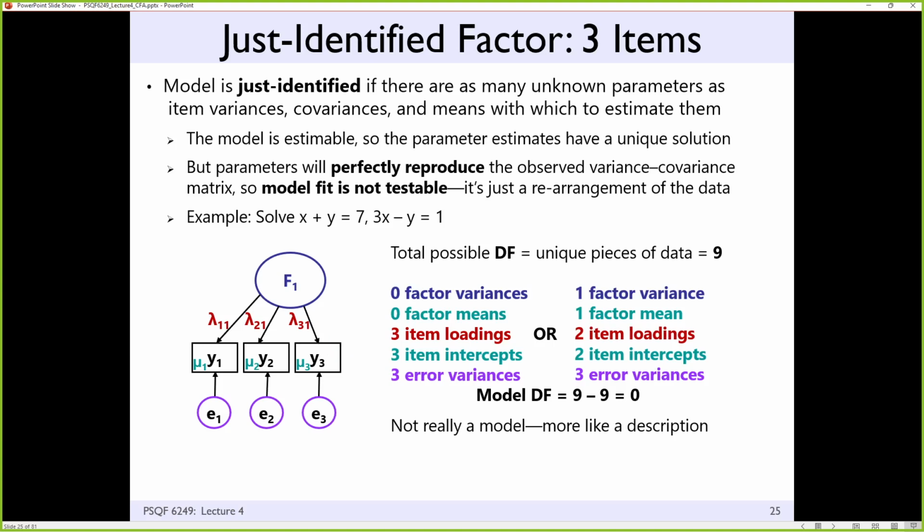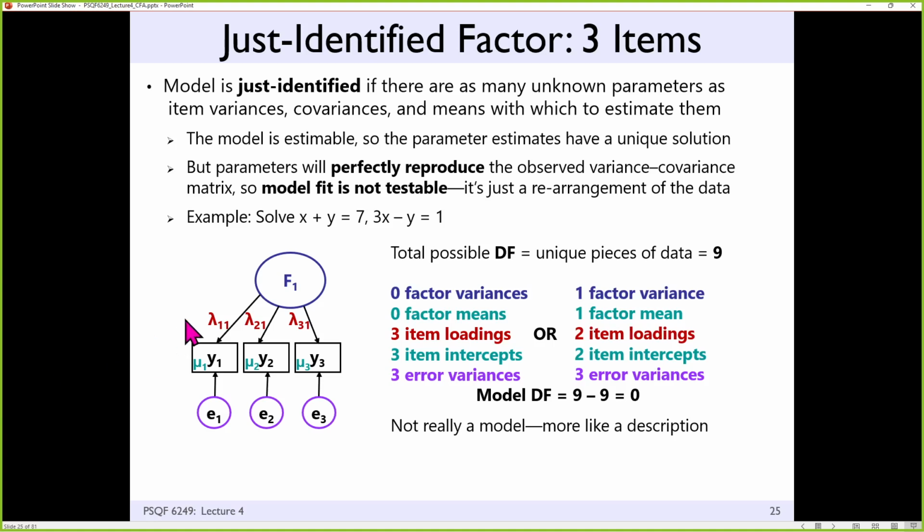So it's not a model, it's a description. And to me, this is the bare minimum that you would want to do. The problem with not having any degrees of freedom left over is that you can't say you're right. You can't say that there is empirical support that these 3 items measure one thing. There is no other alternative. So in this situation, if you want to be able to say a 1-factor model fits these data, you'd be like, that's because it has to.